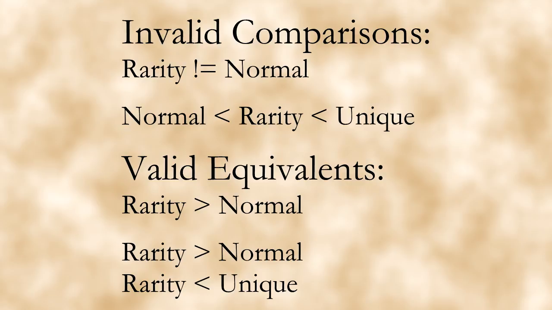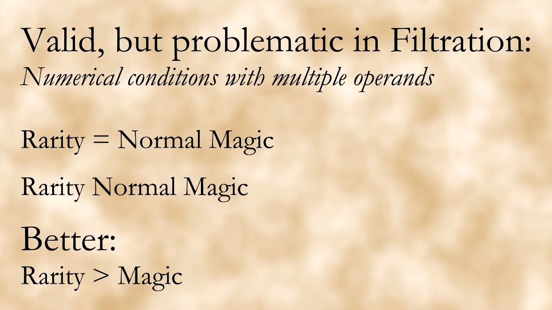The equals operator may take multiple right-hand operands. That is, rarity equals normal magic, or even just rarity normal magic are valid conditions that will act as expected. However, these will parse incorrectly in Filtration if you use multiple right-hand operands with the equal sign on a numerical condition. So if you're manually writing your filter, be careful and avoid that.